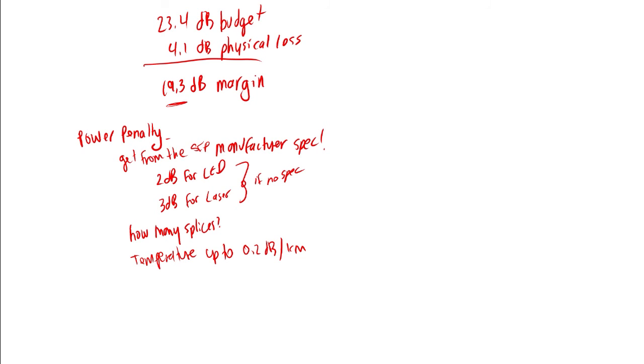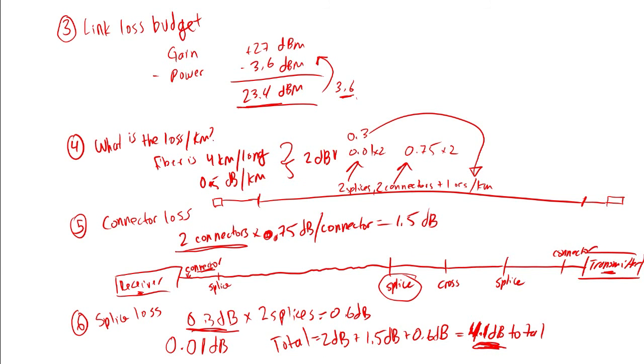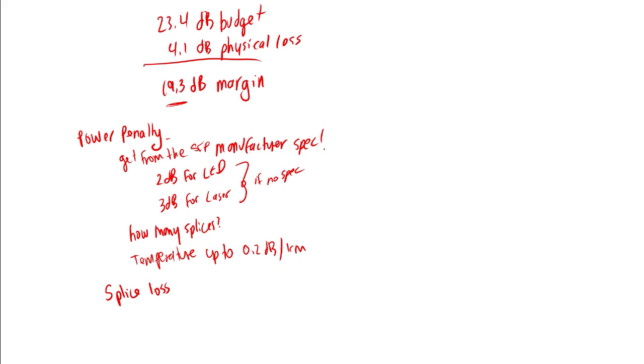And then splice losses. I mentioned earlier that the splice loss was 0.3, but that's actually the maximum. You can have a loss of 0.01 to 0.05, which is average. So if you had a cable with a really tight margin, you may consider using a lower value.